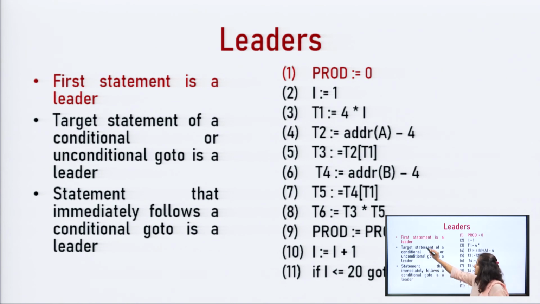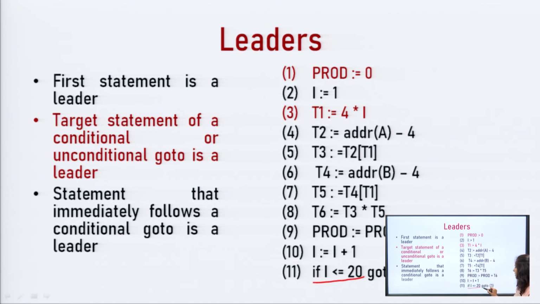First, the first statement is the leader. So, we will write the 3 address code, this is the 3 address code. The first statement of every code will be the leader. So, statement 1 will be treated as a leader. Now, second, the target statement of a conditional or unconditional go to is a leader. Now, we will look here and find whether there is any conditional statement.